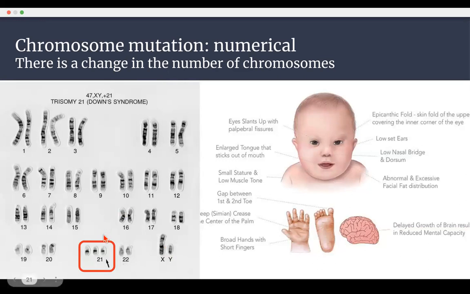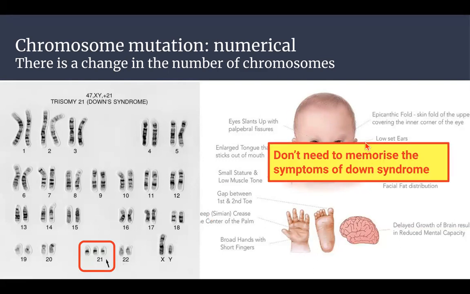Now you can see that in this person, when we do a scan, they do not have a normal number of chromosomes. In chromosome number 21, they actually have three instead of just a pair. So they have an extra chromosome 21, and we call this trisomy. Now, you don't have to memorize the symptoms of Down syndrome. Everybody, sorry, I forgot to say that if you have three copies of chromosome 21, that means the person will have Down syndrome.